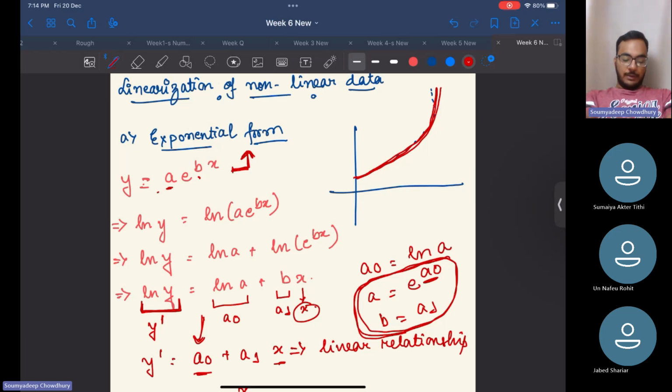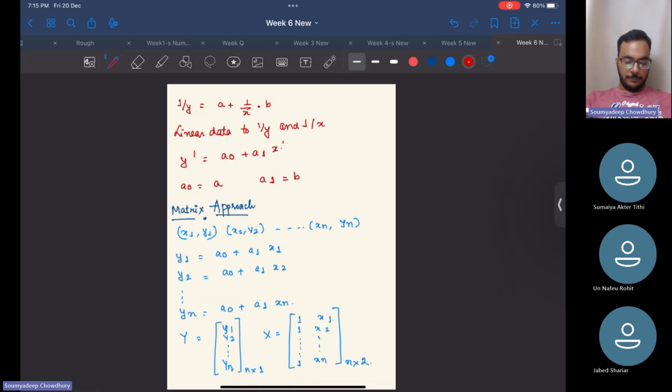If we do some simplifications of this equation, we can see that it turns out to be a linear form, which is ln y equal to ln a plus bx. If we take this ln y as the new dependent variable y dashed, we can see that it has a linear relationship, right? So now we can apply the previous formula and get the values of the coefficients, that is a and b here.